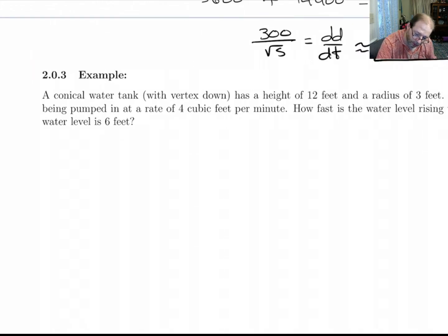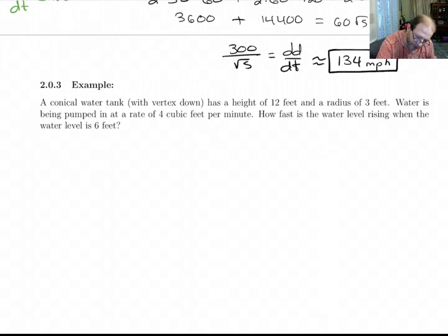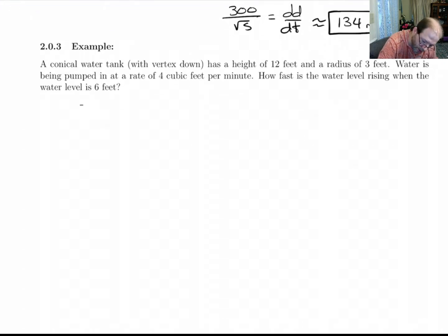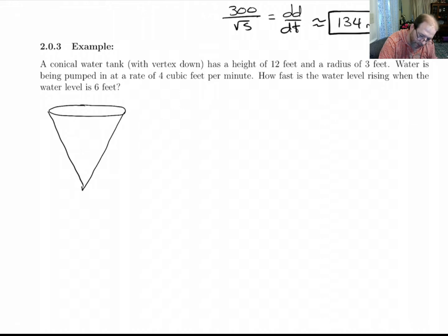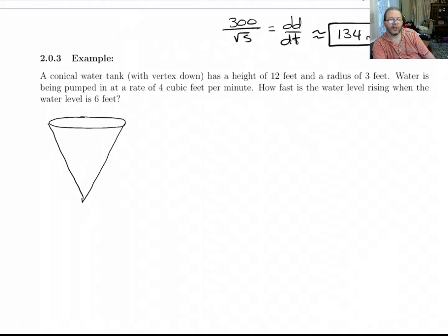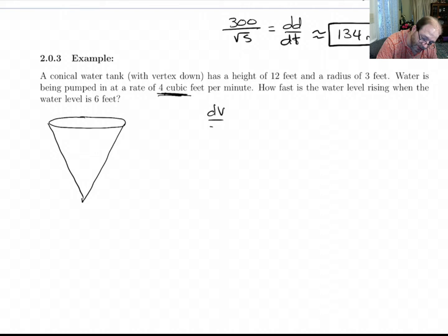So let's draw a good picture of our tank and come up with the equations that we need. Okay, so here's our tank, and they're telling us about how much water is being put into it. So that's talking about dV dt. Water is being pumped in at a rate of 4 cubic feet per minute. So that's dV dt is 4. And we want to know how fast the water level is rising when the water is 6 feet.